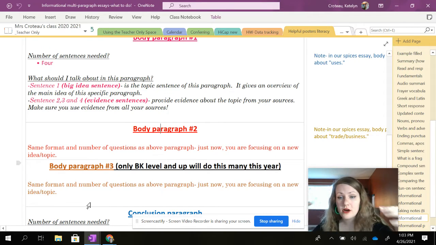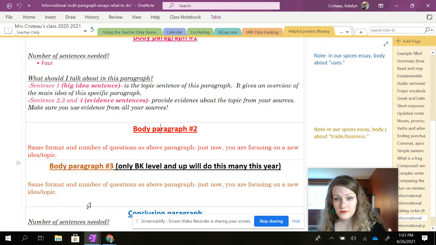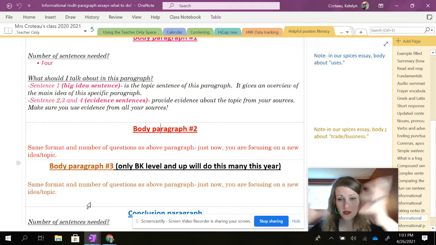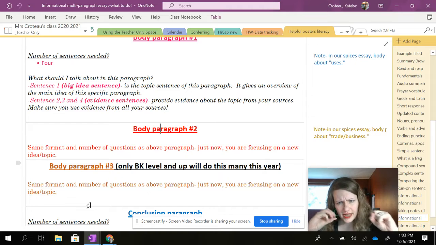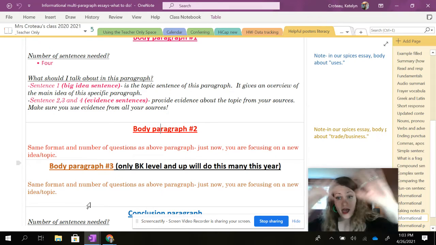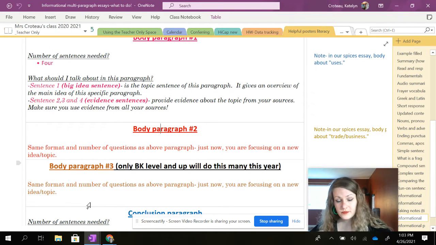Each individual paragraph breaks that down further. So we've got the history of spice as a whole. Then we narrow down each paragraph. Body paragraph one, we're just focusing on the uses of spice, how spice is used. That's it. Our big idea should tell us that that's the focus in that paragraph. And then our evidence should support that big idea.